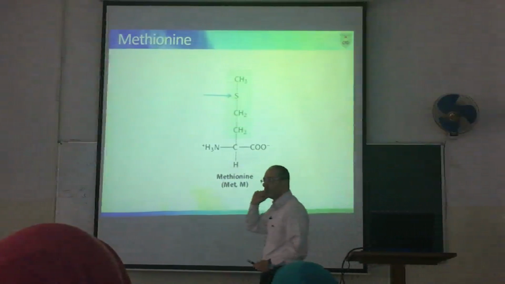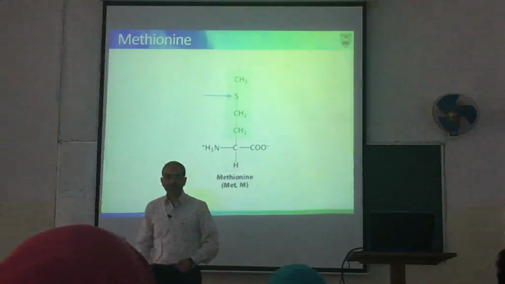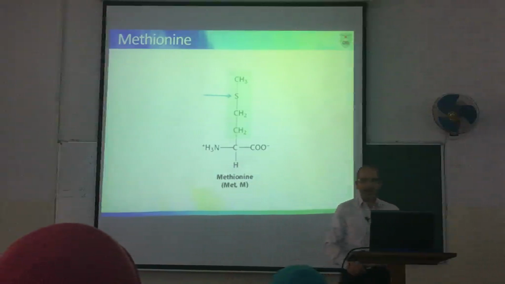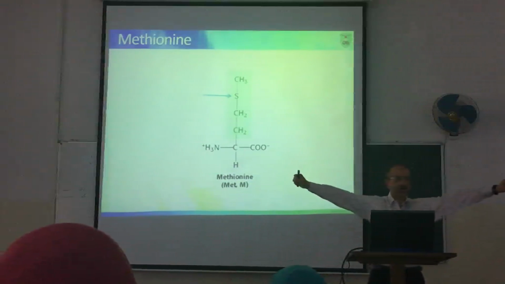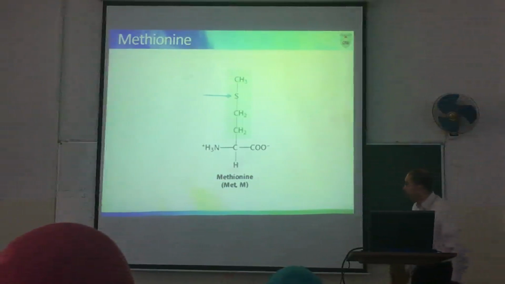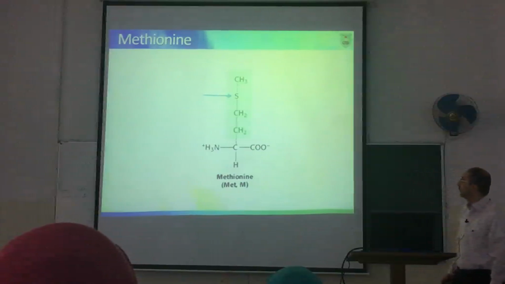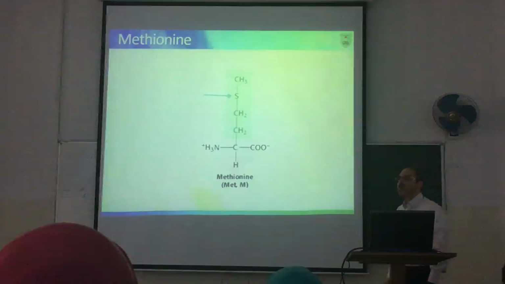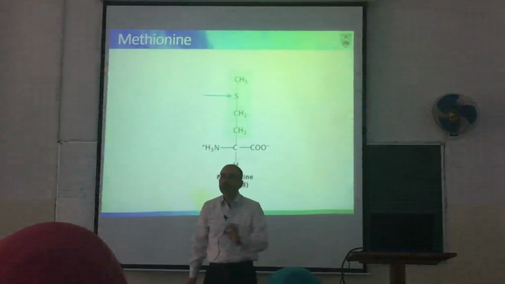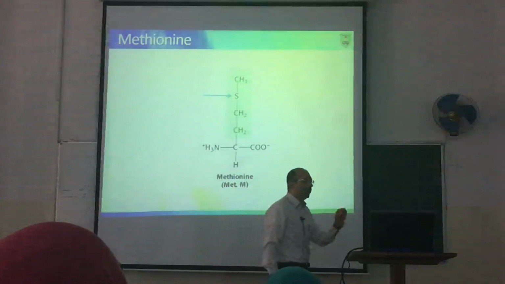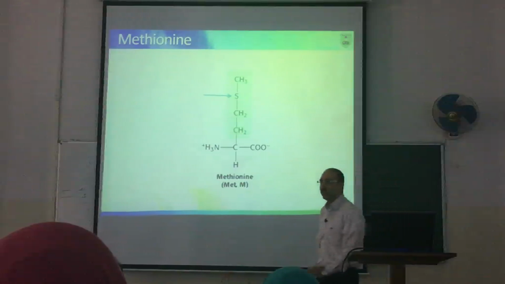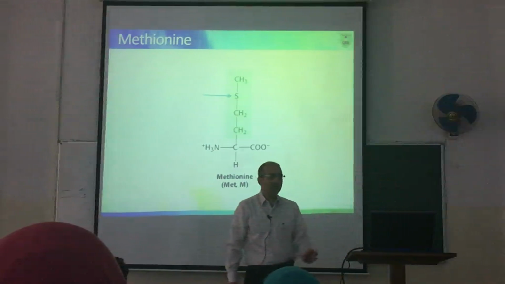Methionine. It is an aliphatic non-polar amino acid that contains sulfur, a thioether group. An ether is oxygen with two R groups. A thioether has sulfur instead of oxygen with two R groups. So it is a thioether group. The sulfur is here. Methionine, the abbreviation is MET, M-E-T, is one of two amino acids containing sulfur. Now we will see who the second one is.